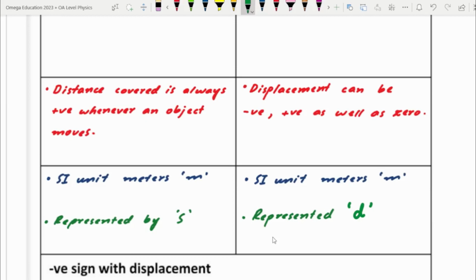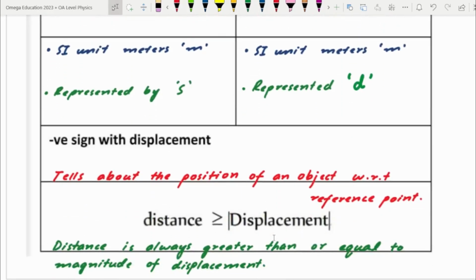Now, like I said, displacement can be negative as well. What does that negative sign represent in displacement? That represents the position of the object with respect to the origin or reference point. Your reference point can be the origin, or it can be any other point as well. So it tells you about the position of the object with respect to a reference point. I'll explain this in the topic of sign convention. We'll study when the displacement is positive and when it is negative.